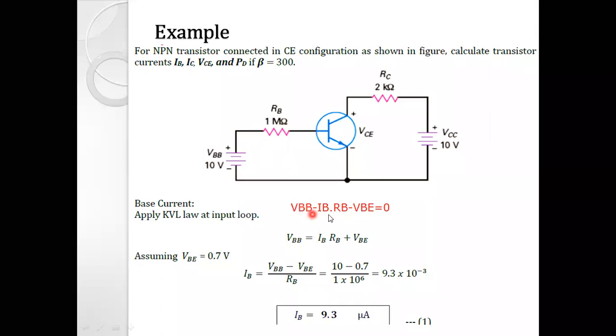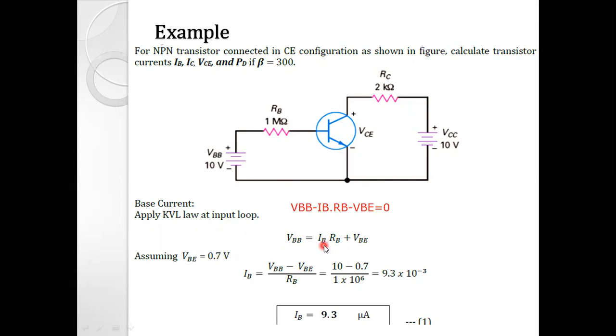So by rearranging these terms, that means sending the second and the third term in this equation on the right hand side, we get VBB is equal to IB into RB plus VBE. In the previous example also, we have considered VBE is equal to 0.7 because the base emitter junction is in the forward bias condition. So the voltage drop across the forward bias junction is nothing but the 0.7 volt, right?